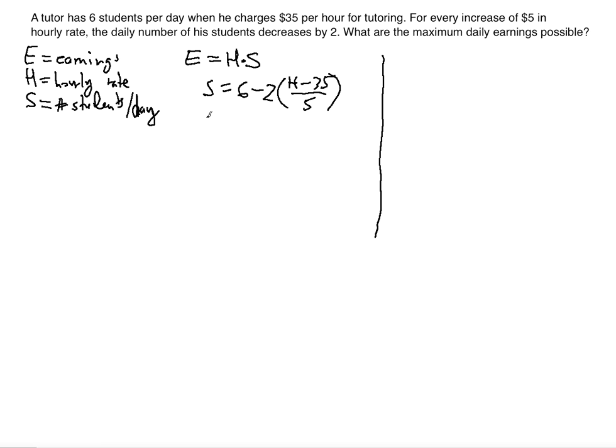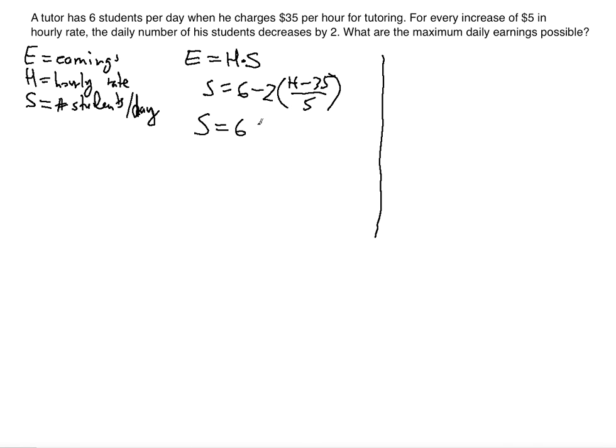Now let's simplify it. So we'll have 6. And keep in mind that if you plug in 35 for the H, you will get 0. So you're not going to subtract anything, and it makes sense that 6 students will remain. So if he charges $35, this whole thing turns to 0, and S will equal 6. So it already shows that this equation is true.